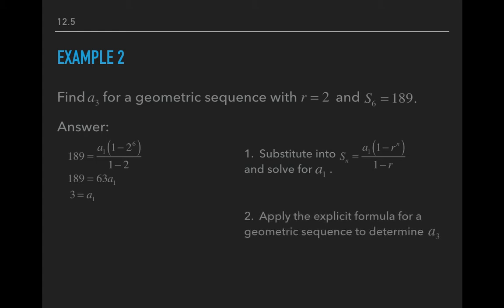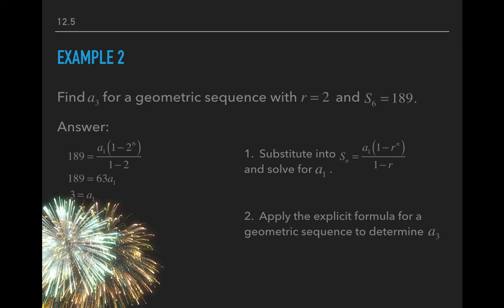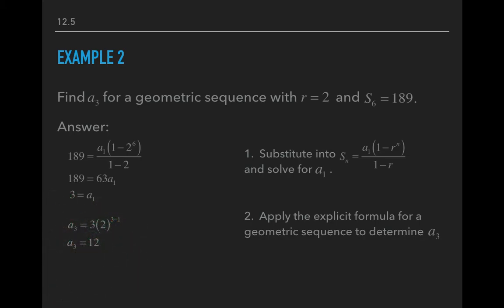So just applying the explicit formula, that would be 3 times your rate of 2 to the 3 minus 1. That 3 right there, that's being multiplied by the 2, that is your A1. That's from your explicit formula. So you'll have 12 as your value for your third term.